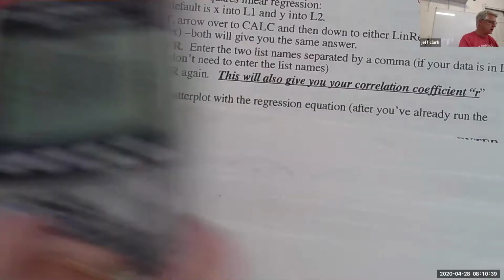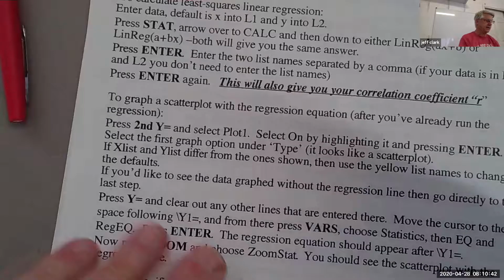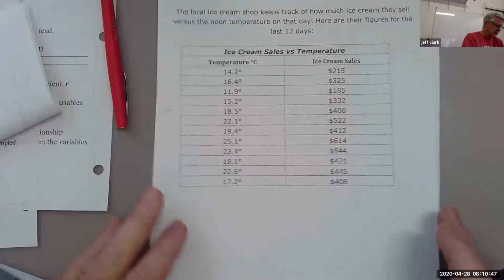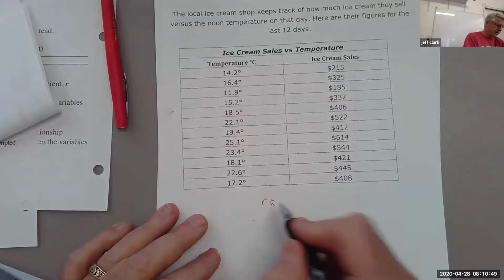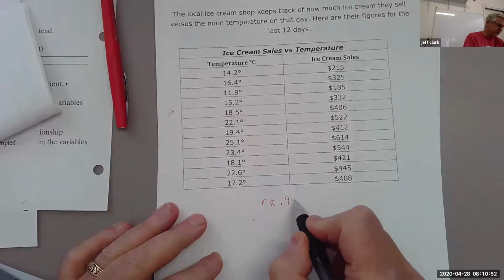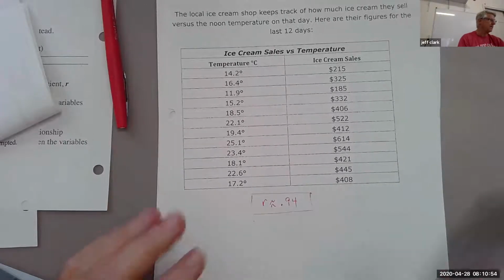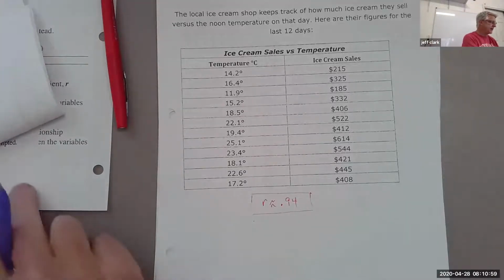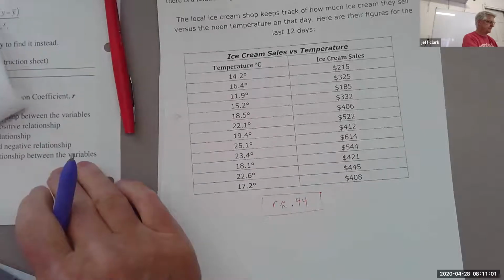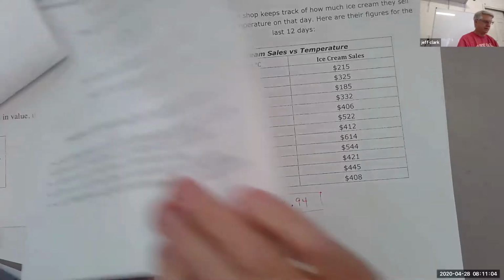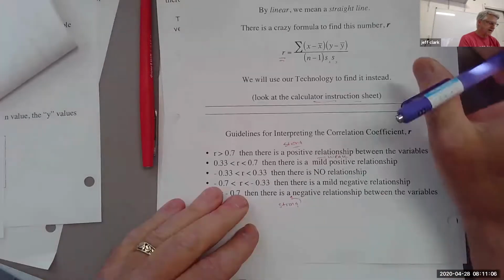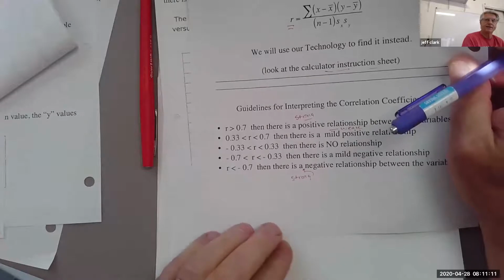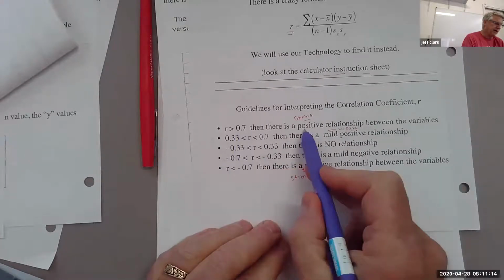Our r is about 0.94. Which, if you go back to the inequalities that I showed you earlier, remember these inequalities? Okay, now let's see, that's positive, so it looks like there's a positive relationship. And since it's bigger than 0.7, there's a strong positive relationship.